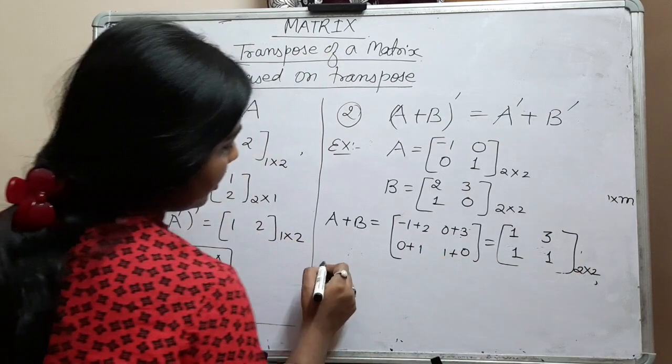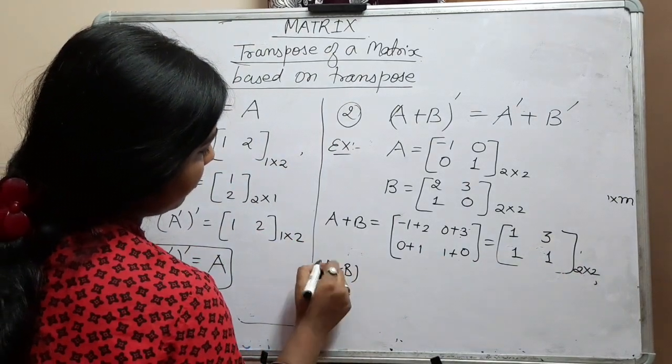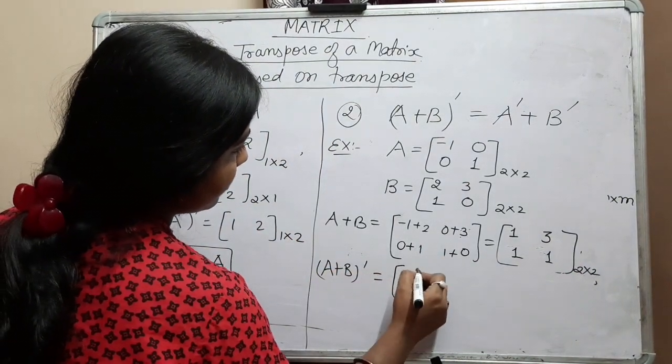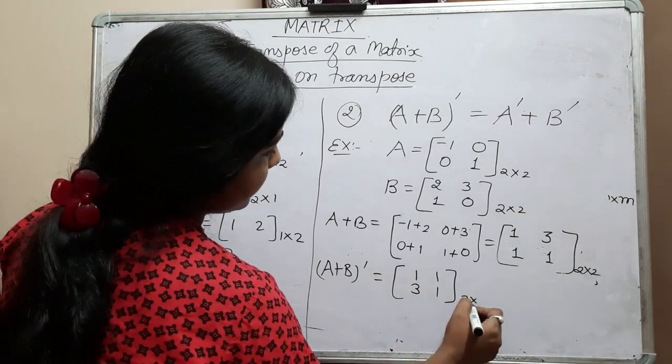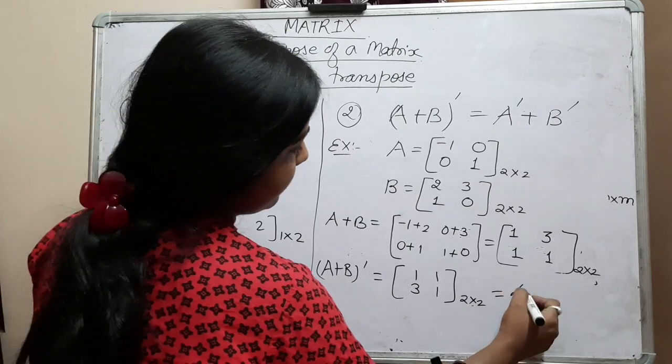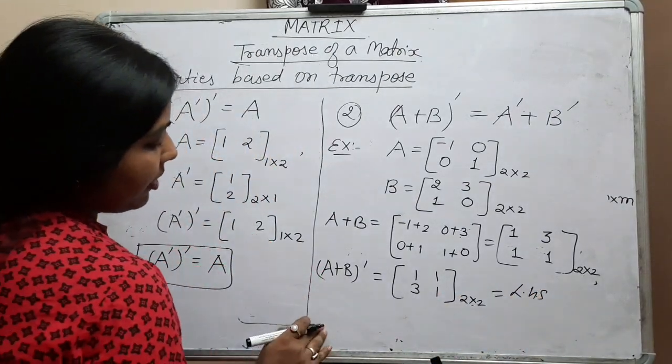Finding the transpose, (A plus B) whole dash is 1 3 1 1, so again order 2 by 2. This is the left hand side part. Similarly we will find the right hand side part.